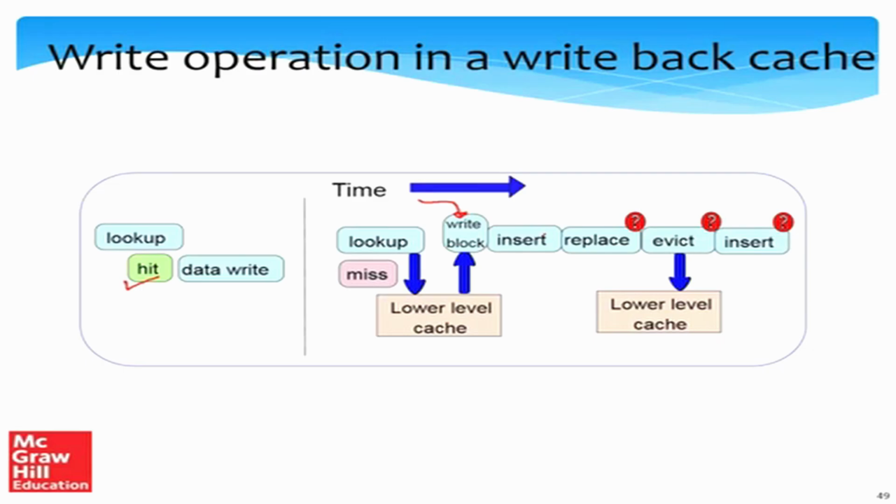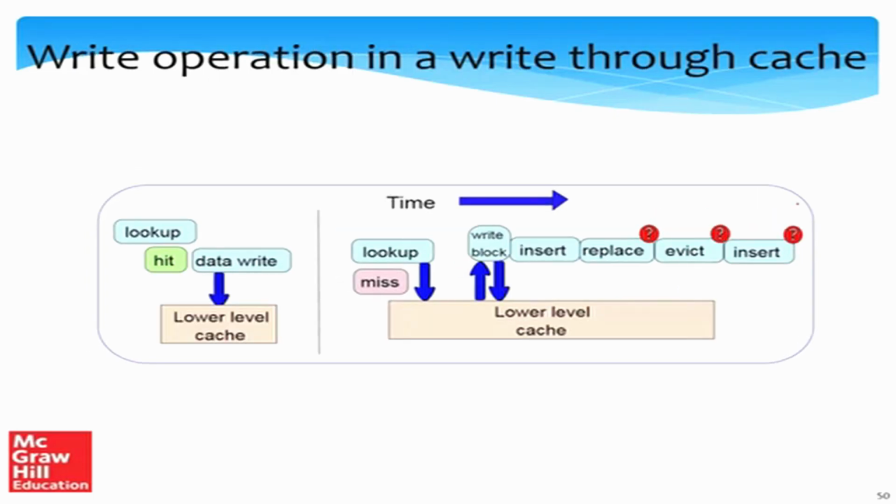If we find a place to insert, well and good. Otherwise, we need to follow the replace, evict, insert sequence of 3 operations. So we find a candidate for replacement, we evict it, and there can be a necessity of writing it to the lower level also because it's a write back cache, and then we insert the new line.